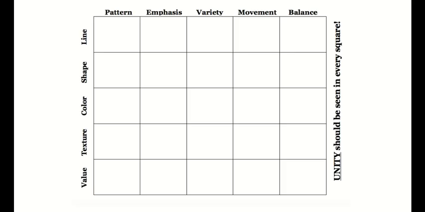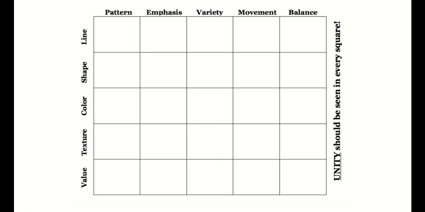And on the top of our matrix, we have the principles of design: pattern, emphasis, variety, movement, and balance. Now, these aren't all of the elements and principles, but they are a majority of them. As you can see on the right side, it says unity should be seen in every square. So what you are going to do today is think about every square of this matrix.